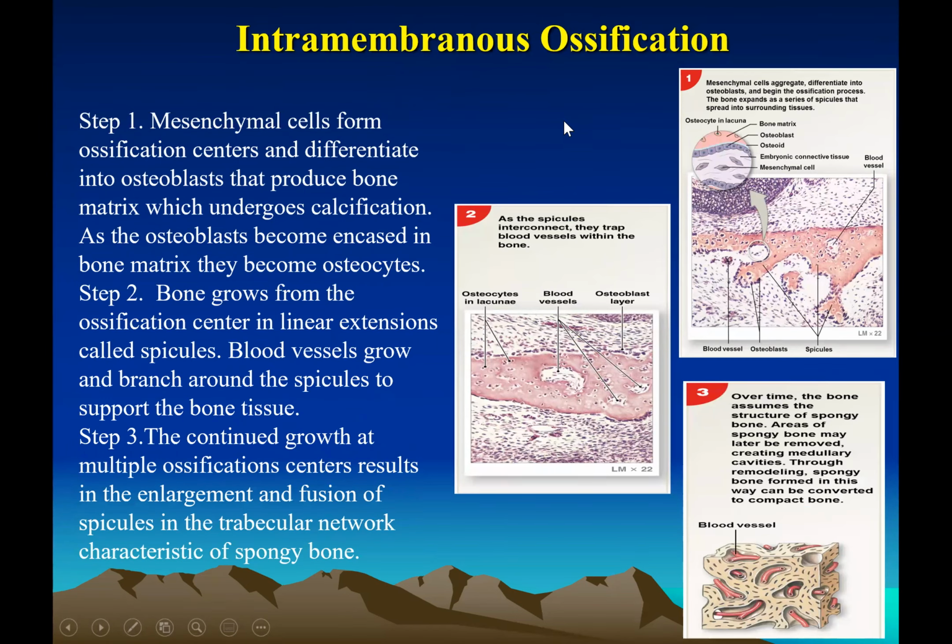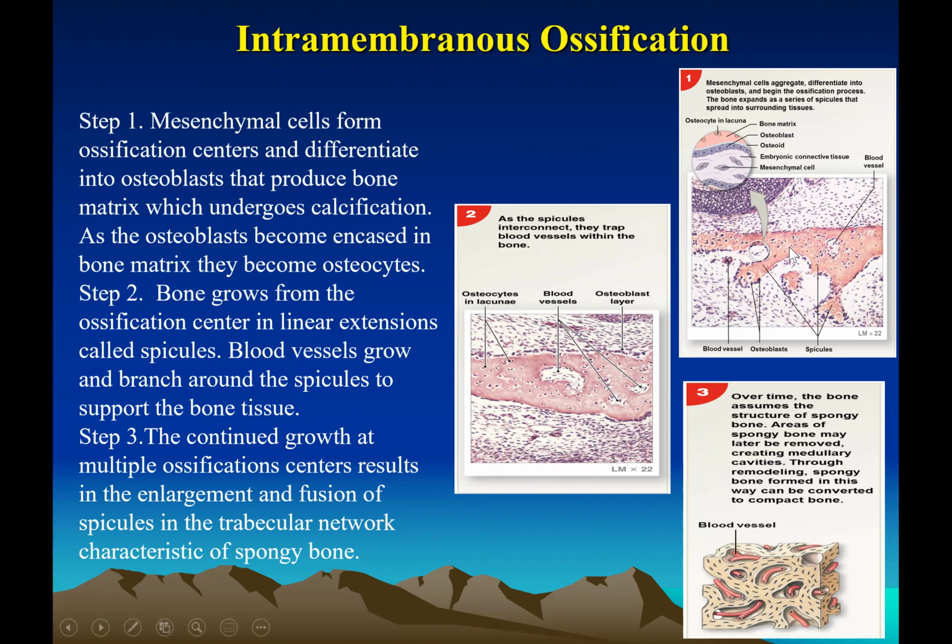The next type of bone formation is intramembranous ossification. This is where either fibrous connective tissue or mesenchymal cells will form ossification centers and differentiate into osteoblasts that will produce the bone matrix, which will later undergo calcification. So as the osteoblasts are enclosed by the bone matrix, they will become osteocytes.